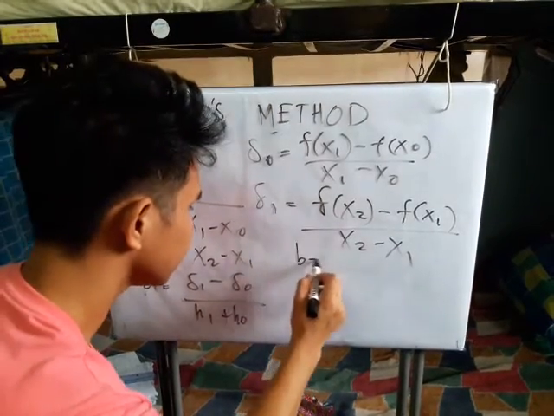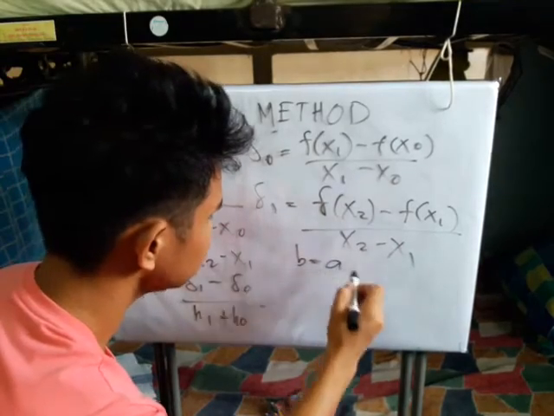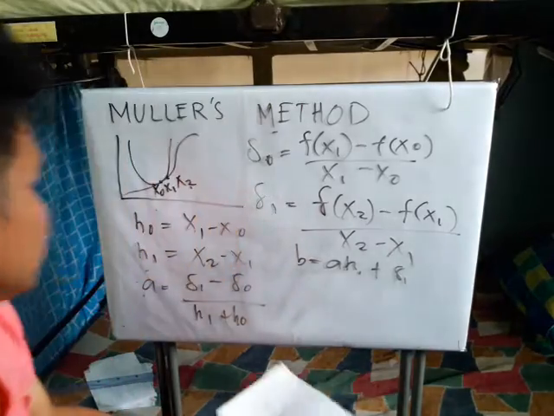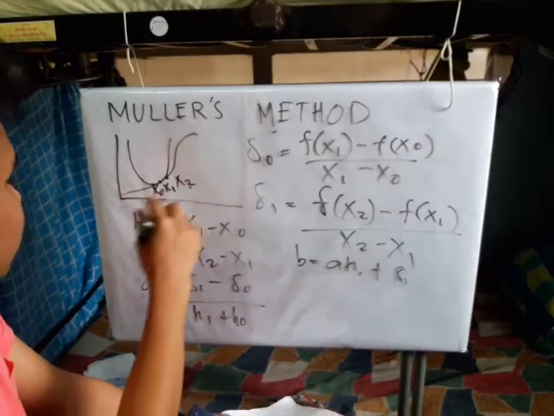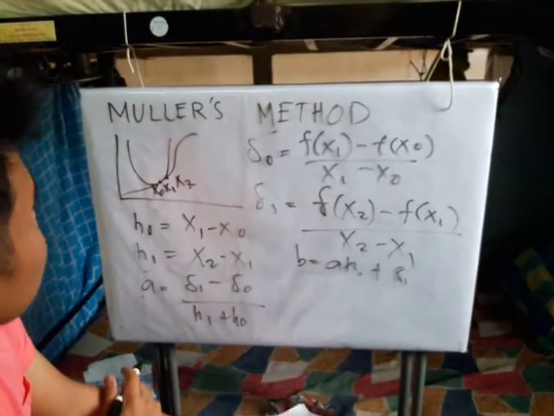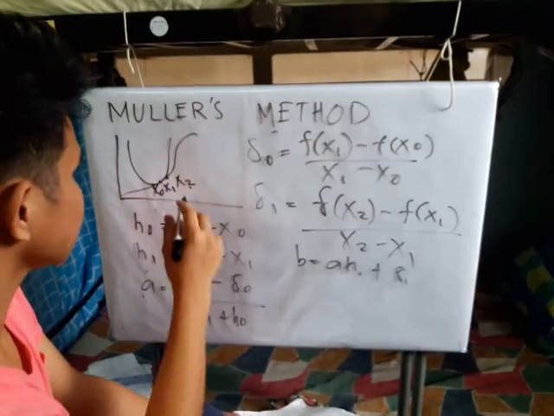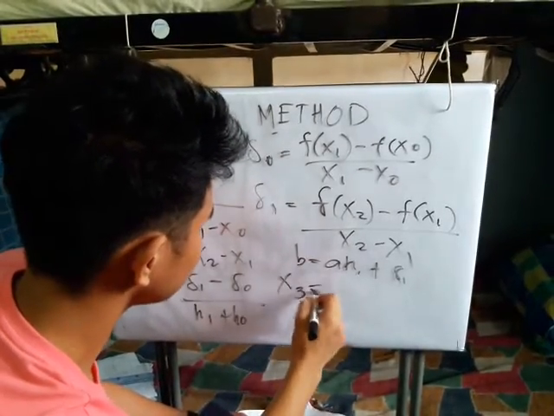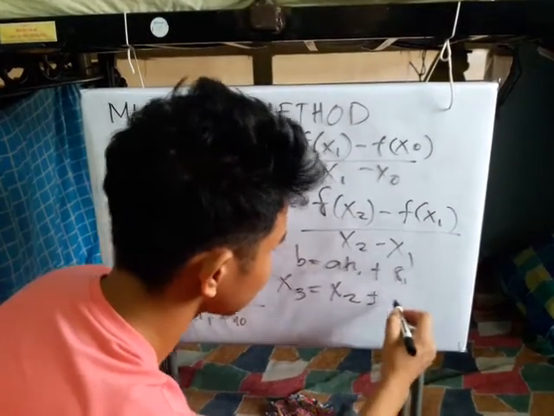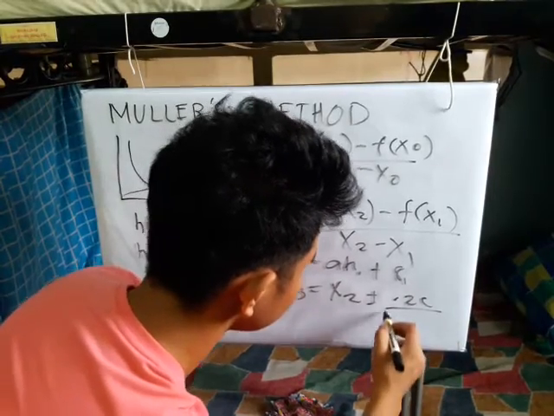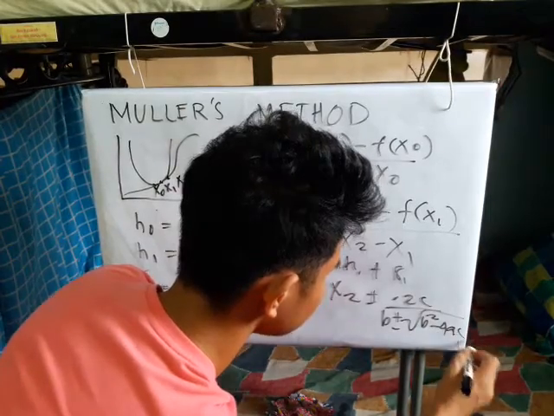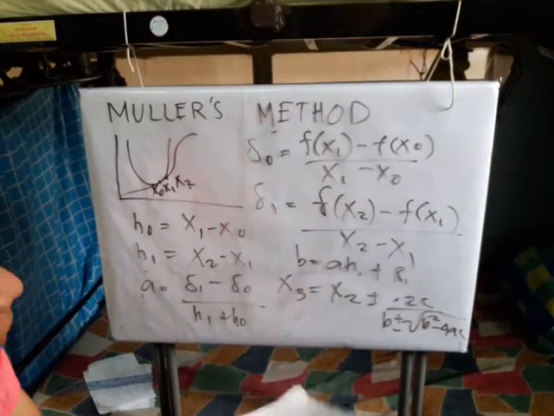So a is equal to delta 1 minus delta 0 over h1 plus h0. For b is equal to a h1 plus delta 1. So for the first iteration, we will be using x0, x1, and x2. So using the Muller's method, we can find the next x, which will be equal to x3. So x3 is equal to x2 plus or minus negative 2c over b plus or minus square root of b squared minus 4ac.